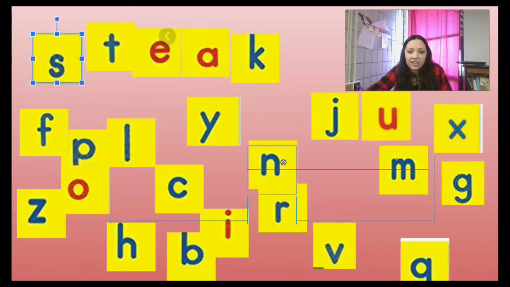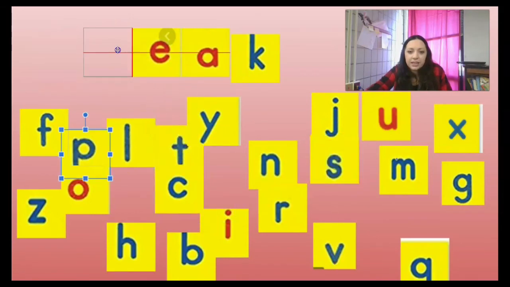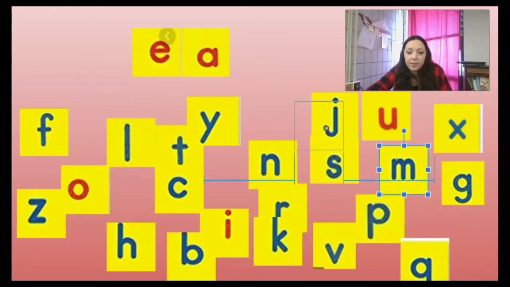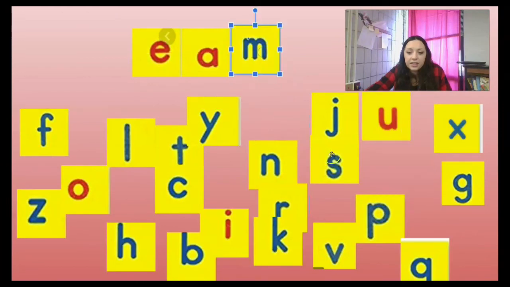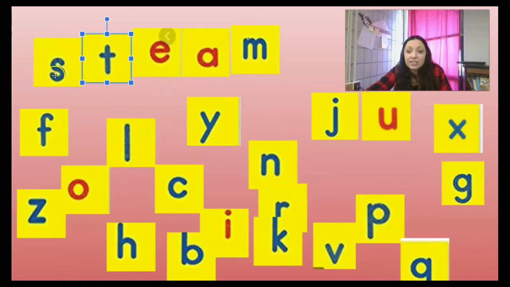All right, let's try another one. What if I put a P at the beginning of it? What could we say? Eek, peak. So this one makes the long E sound. Very good. All right, let's try another one. What if I put the M behind it and then I put an ST at the front. So this one I've got the ST blend, so I'd say st. What's one way we can sound it out? It can say E, so steam.